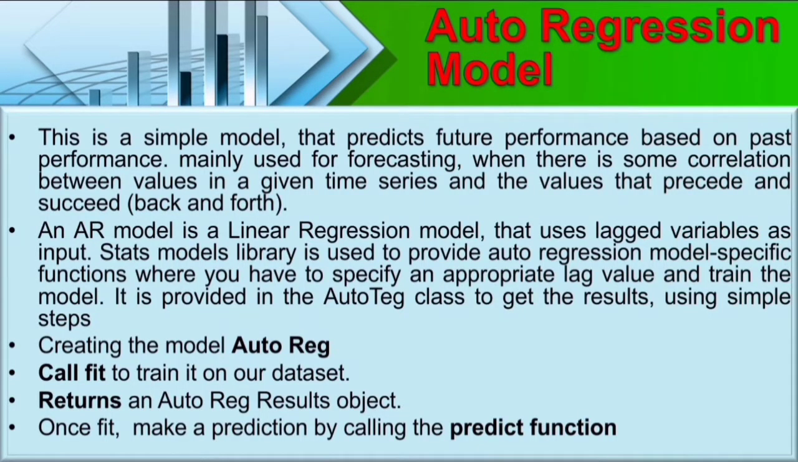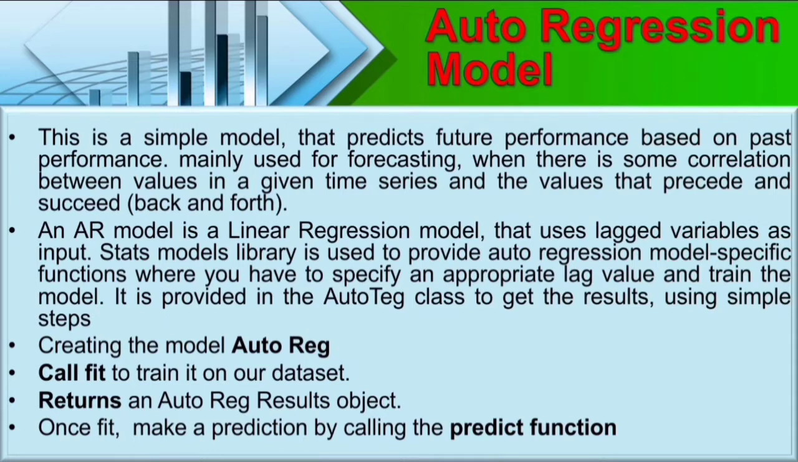Autoregression model. Number 1, this is a simple model that predicts future performance based on past performance, mainly used for forecasting when there is some correlation between values in a given time series and the values that precede and succeed them. Number 2, an AR model is a linear regression model that uses lagged variables as input. The statsmodels library is used to provide autoregression model specific functions where you have to specify an appropriate lag value and train the model. It is provided in the AutoReg class to get the results using simple steps.